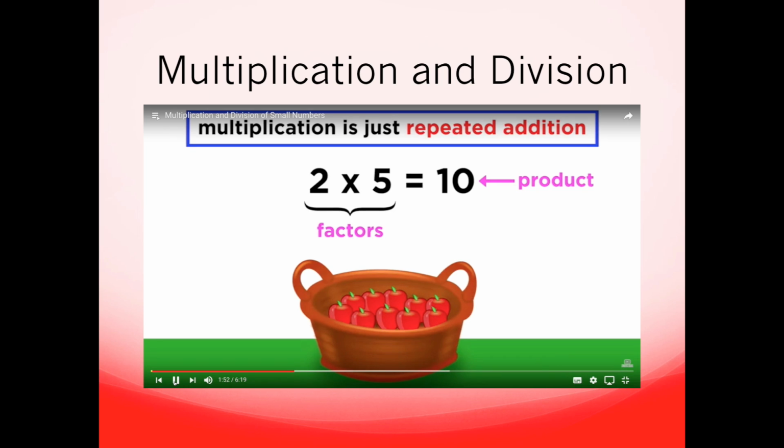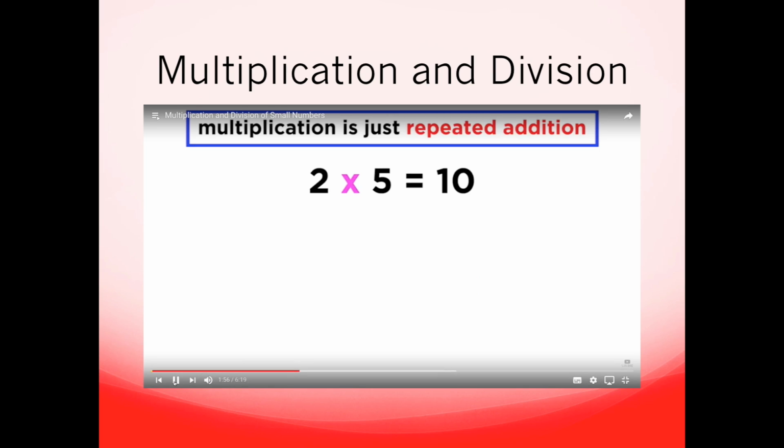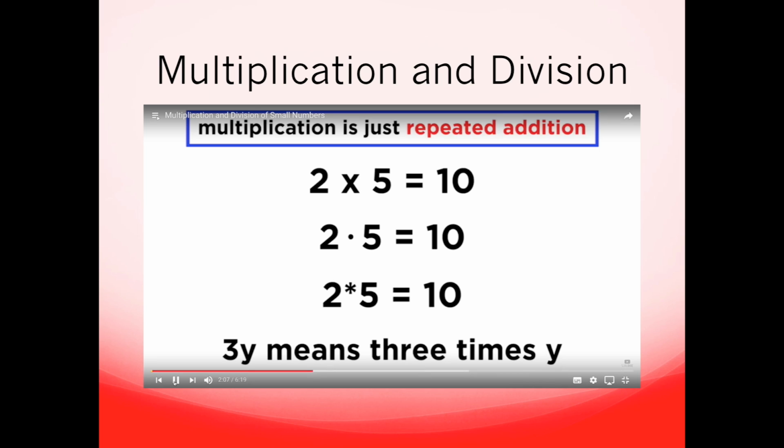2 and 5 are called factors, and 10 is the product. Early on, we will see an X as the symbol for multiplication, but later on in our study of math, we won't see this as often. Instead, we will just see a dot, an asterisk, or even nothing at all, because when 2 algebraic terms are adjacent, it is implied that the terms are being multiplied.